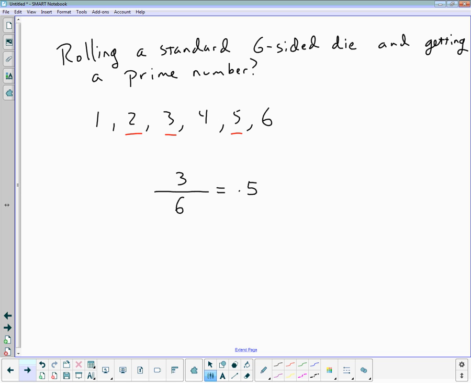Okay. So now, if the probability of getting a prime number is 1/2, what if I rolled the die 2 times? So I rolled it once, recorded my answer, picked up the die, rolled it again, and recorded my answer. What is the probability that I got a prime number 2 times?